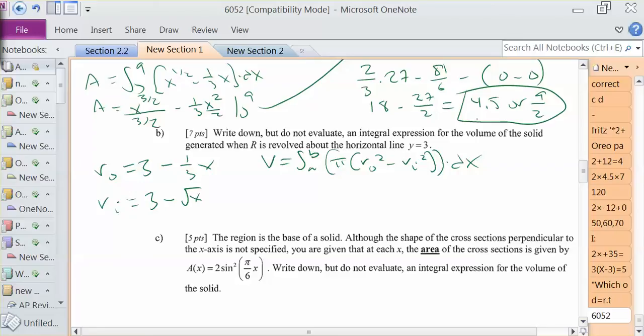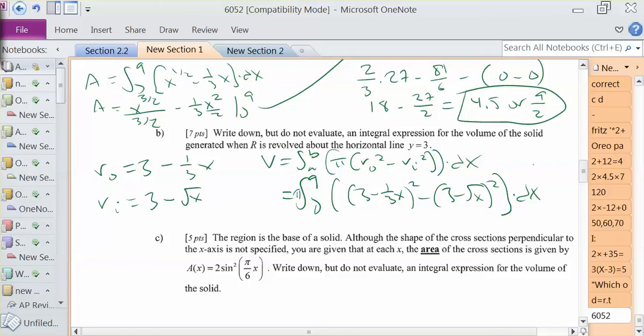And the leftover part, which is the washer, that's the area that we got, and of course times the thickness of each washer, which we consider to be delta x, which is infinitely thin. And we do the integral because we're adding up all these washers and getting the volume. So we're going from 0 to 9 again. And we can apply on the outside if you want, your R_O squared, which is going to be 3 minus 1/3 x squared minus 3 minus root x squared times dx.